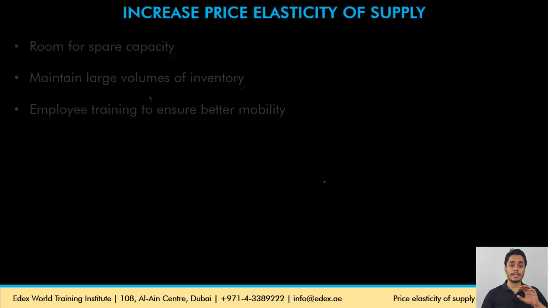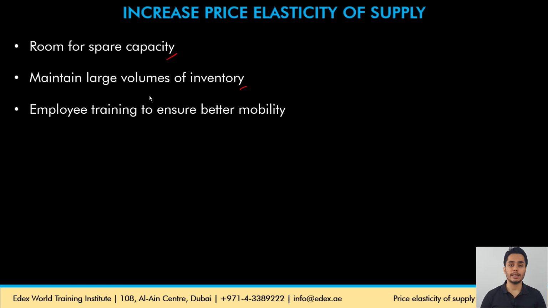So how can a supplier or a producer increase the price elasticity of supply? Firstly, by having spare capacity, not a lot of spare capacity, but at least a little bit of spare capacity, so that if the supplier wants to suddenly cater to more demand in the market or to supply more in the market, it is possible for the producer. The supplier or the producer should try to maintain some extra levels of inventory so that again he is more responsive to any changes in market conditions.